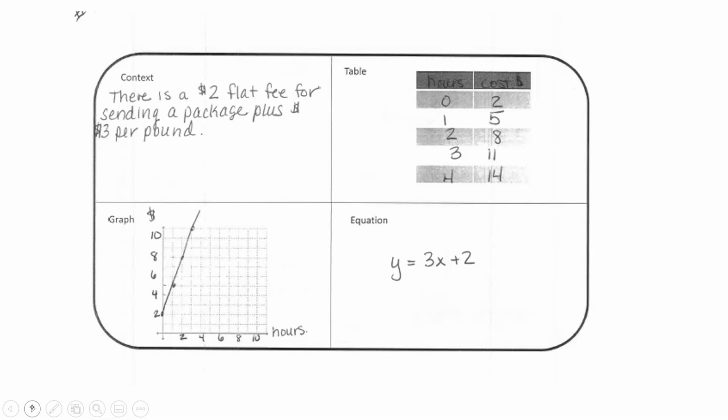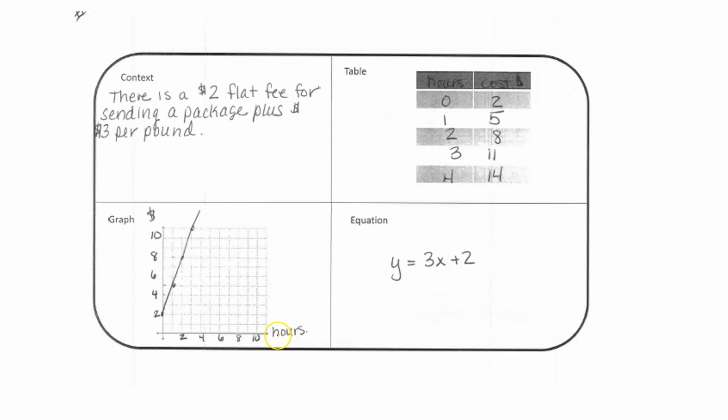Number 3, you had the table. I couldn't fit all of it in, but you were given the table. My equation is y equals 3x plus 2. I made a story. Yours may be different. There is a $2 flat fee for sending a package plus $3 per pound.